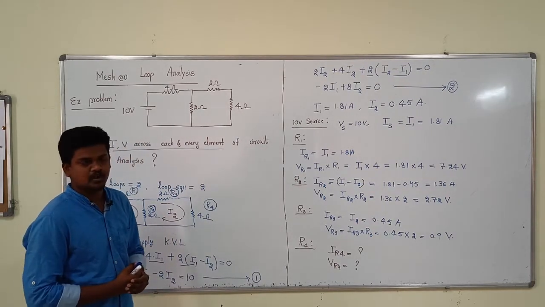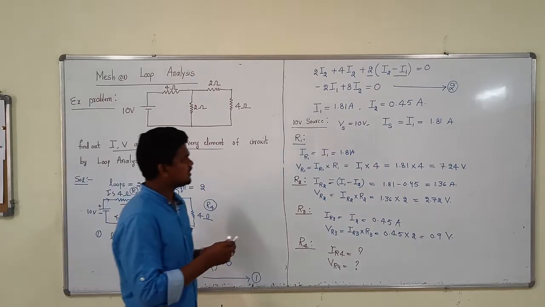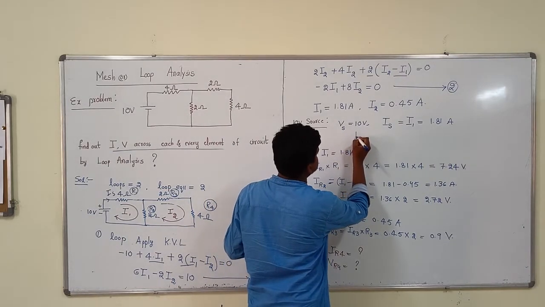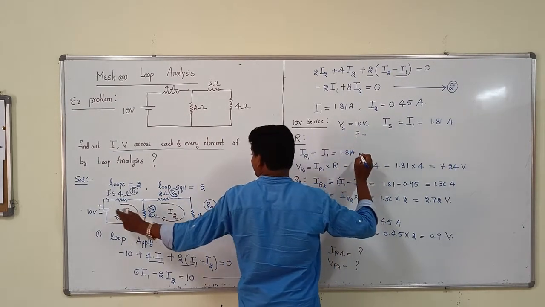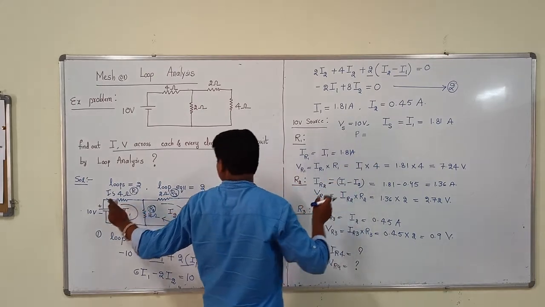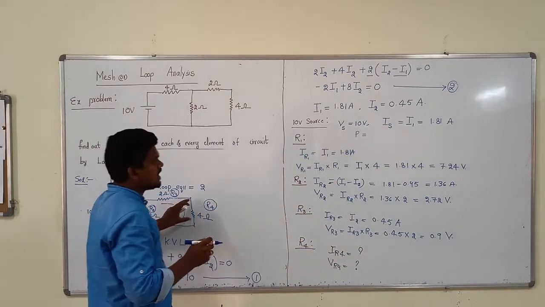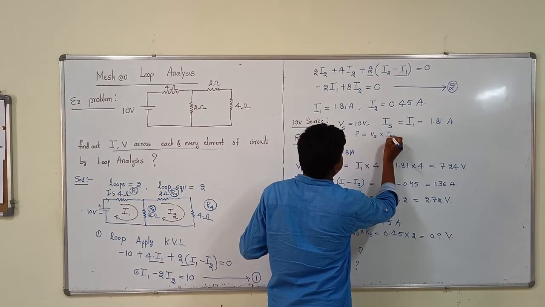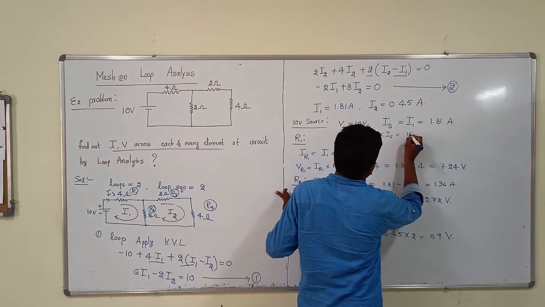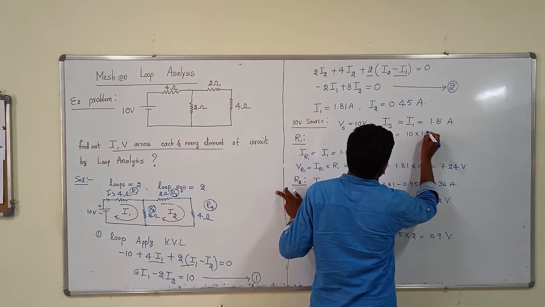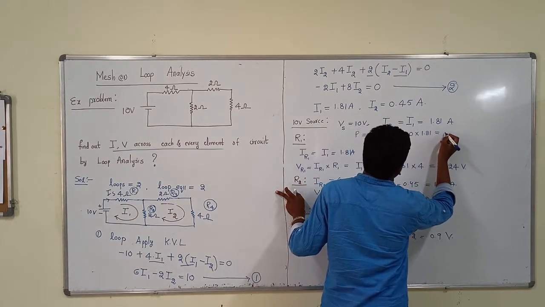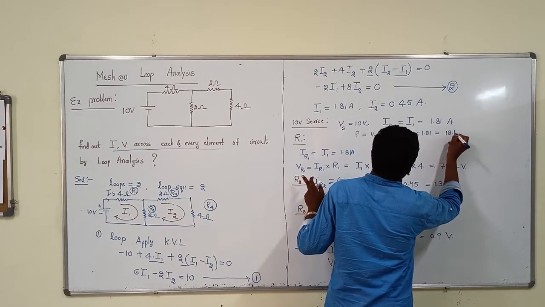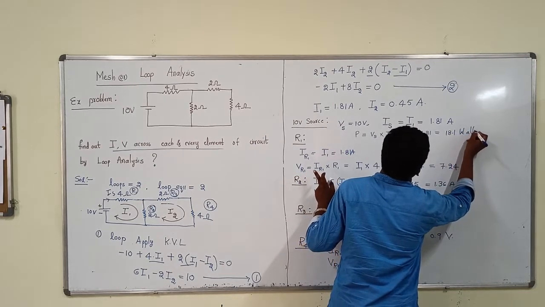Simply, what is power? Power is nothing but voltage into current. I will give you one thing, you will get everyone. Here, which amount of power will be supplied by the source to each and every element? Simply voltage into current, you know that. Now the voltage is 10 volts, the current is 1.81, so you will get 18.1 watts. This is DC power.